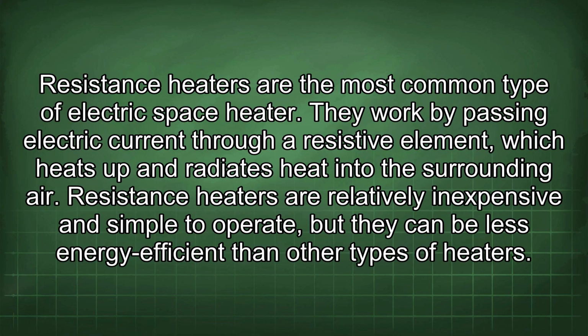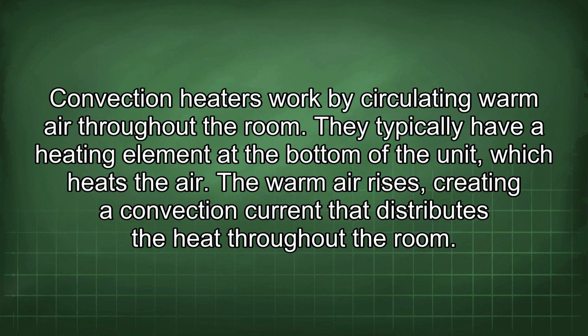Resistance heaters are the most common type of electric space heater. They work by passing electric current through a resistive element, which heats up and radiates heat into the surrounding air. Resistance heaters are relatively inexpensive and simple to operate, but they can be less energy efficient than other types of heaters. Convection heaters work by circulating warm air throughout the room.